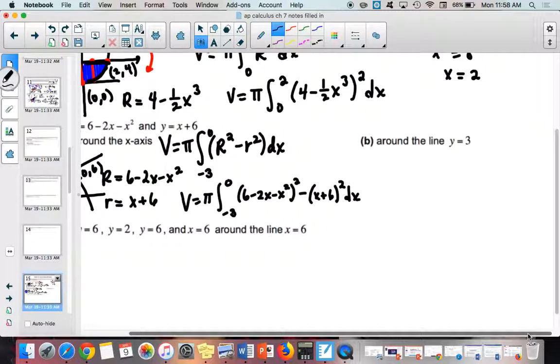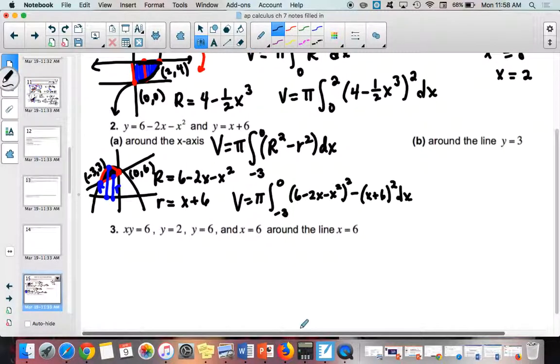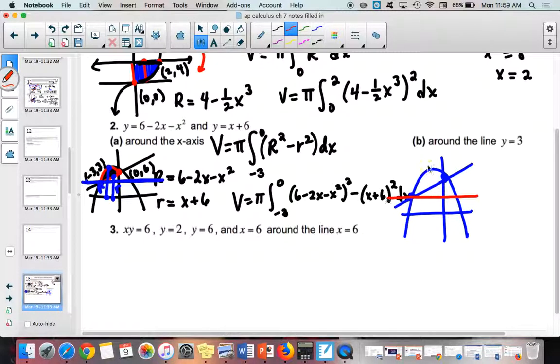So if we're going around the line y equals 3, our whole graph is going around this line right here. So we had our little curve. Oops, I missed it. Big point, right? And it's going around that line right there. Do you do that too? Just make it a big point when you miss it.